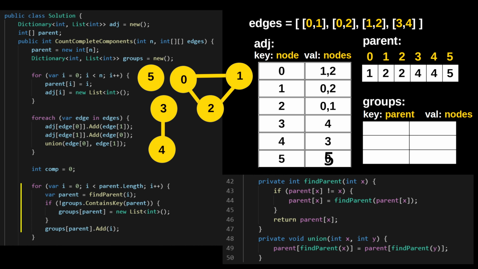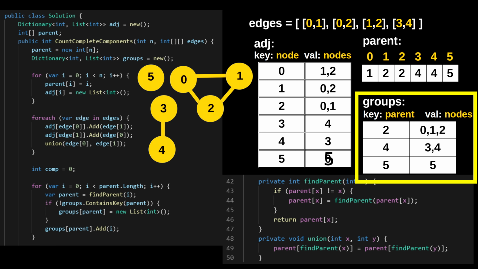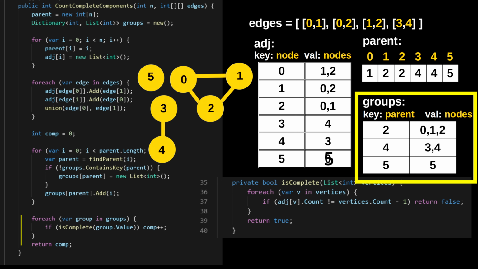Next, I will find the group of vertices from all the separate components using the parent array. I use a for loop to loop through each vertex, and for each vertex, I will recursively find the parent, and then the parent will be used as a key. And then I will add the vertex belonging to that parent in the hash map. After this for loop is done, the groups hash map would have these values. Next, I will use a foreach loop to loop through each group in groups and ask for each set of vertices whether they constitute a complete component.